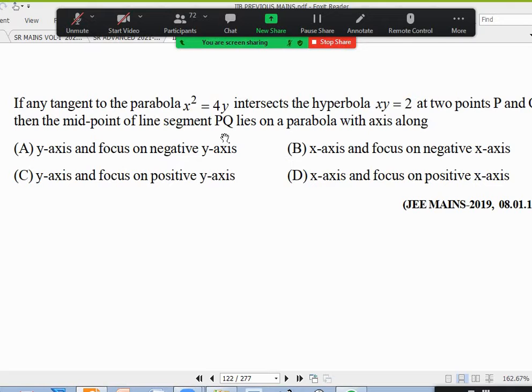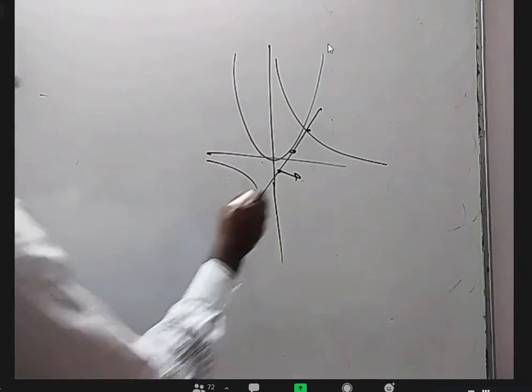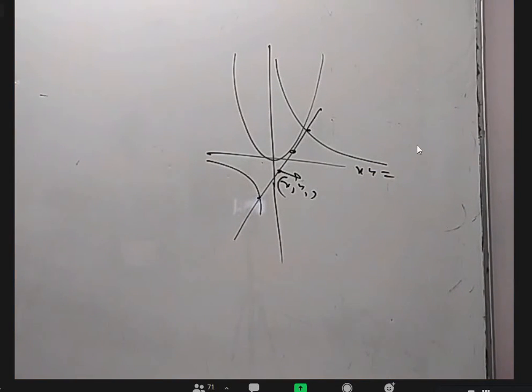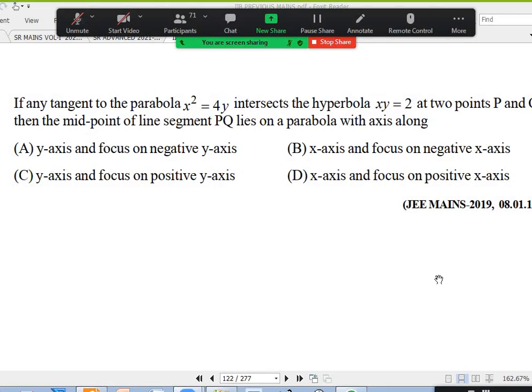First of all, you take a tangent to the parabola. The parabola is vertical and the hyperbola is like this. You take some tangent, it intersects the hyperbola at 2 points. They want the locus of the midpoint of that. Sorry, I did not write these equations. xy equal to 2 is this. This is y equal to x square by 4.